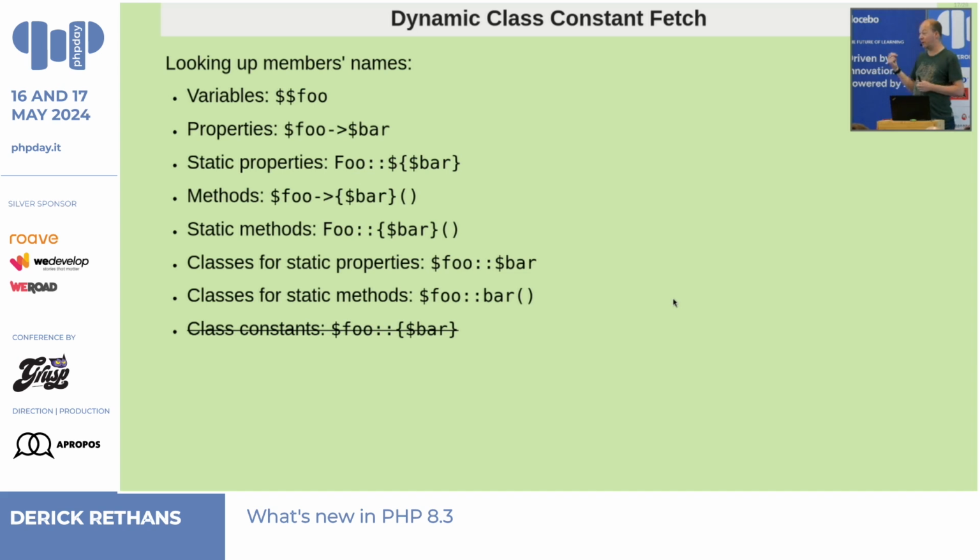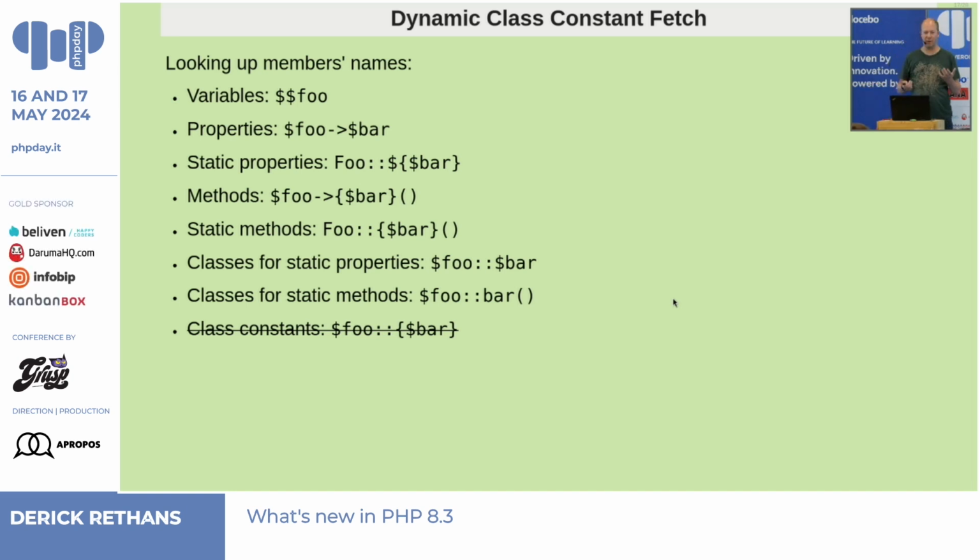What you see a bit more is dynamic properties. Like the variable bar contains the name of a property, right? You can do the same thing for static properties, or calling methods, or static methods, or classes of static methods. But what you couldn't do is class constants. The syntax in PHP didn't exist yet. And that was the only one missing.